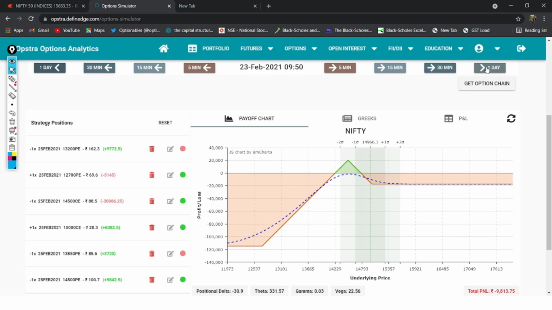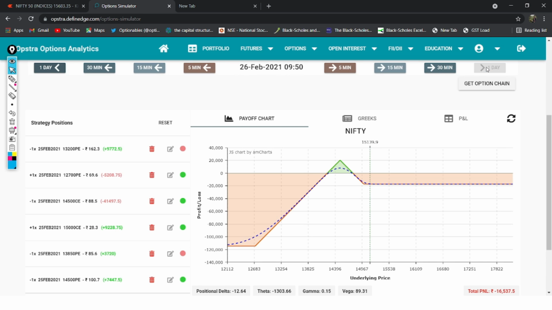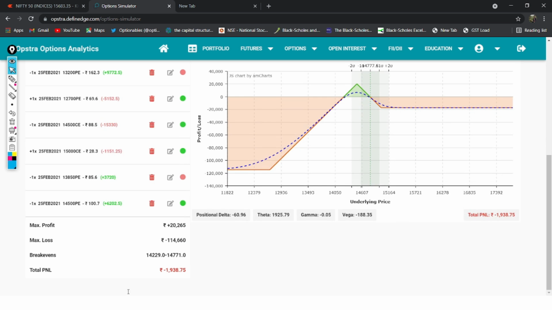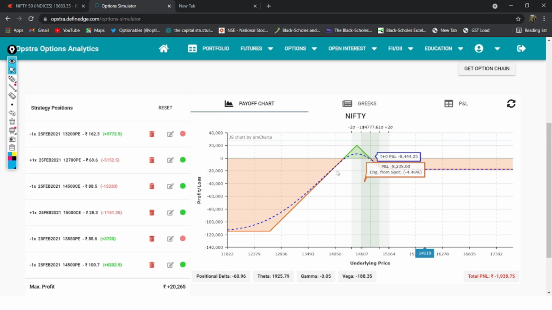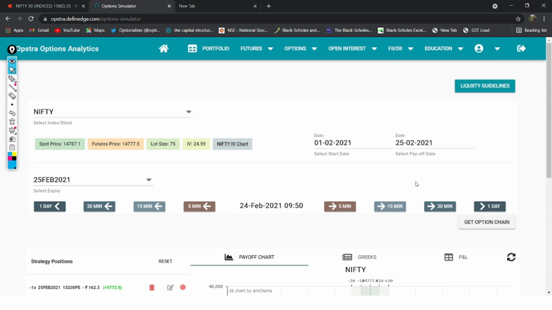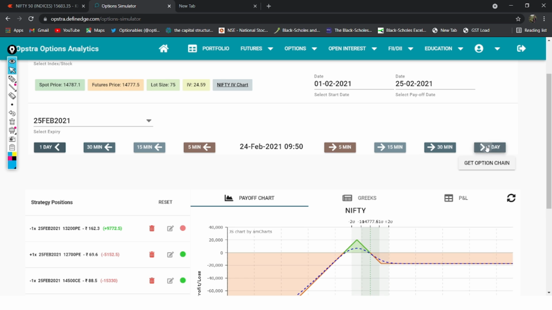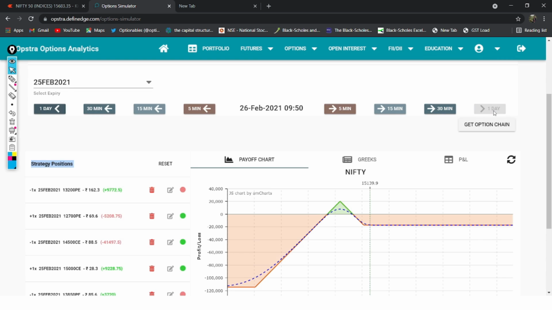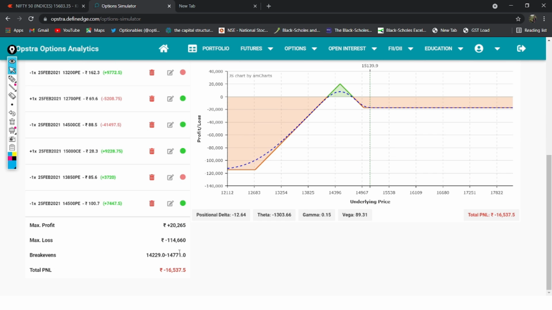So nothing much happens. Here it actually sort of comes back on 24th Feb, but it is not enough for me to exit. It has not come back 500 points for me to exit. Even though my loss is just 1,900 rupees, I am not exiting because it has not come down 500 points. But later the market just shoots up and I am going to exit the overall trade at a loss of 16,537 rupees. It's absolutely fine.